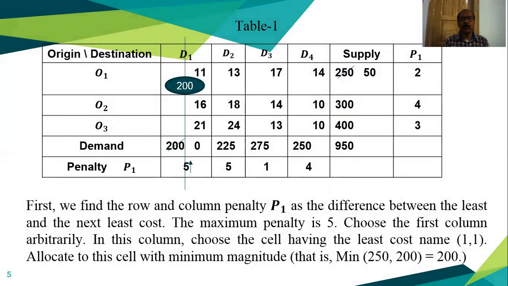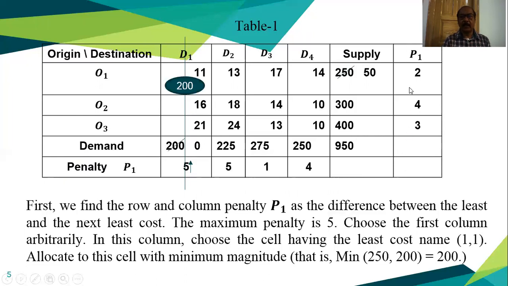Now for our computation, this is the first table, known as table 1. In this case, we are finding the penalty. These are the penalty column and these are the penalty row. So this is table 1 and this is the first calculation, that's why it is known as penalty 1. This is the column penalty and this is the row penalty.